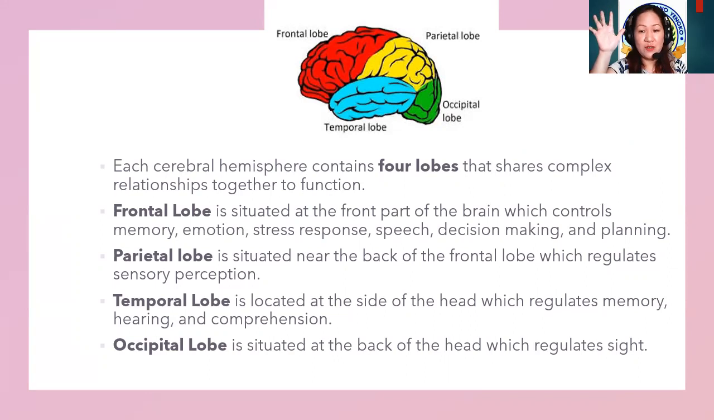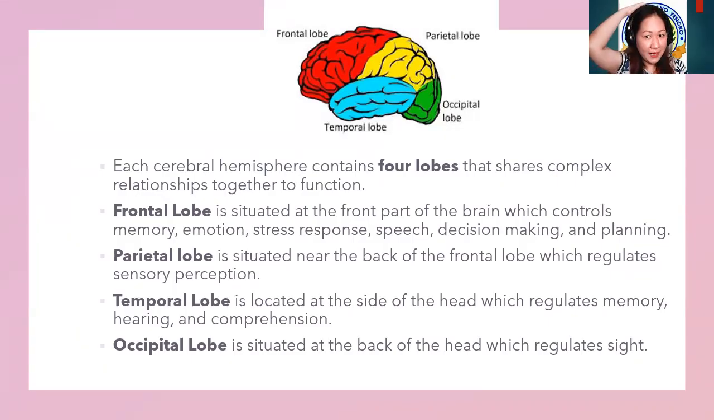So kung napansin niyo yung pinag-usapan natin yung decision making sa mga unang lessons natin, sabi nga, yung inyong frontal lobe ay hindi pa ganun ka-develop when you are in the teenage years. Next, the parietal lobe. Okay, situated where? Near at the back of the frontal lobe. Ayan, sa bandang likod daw.